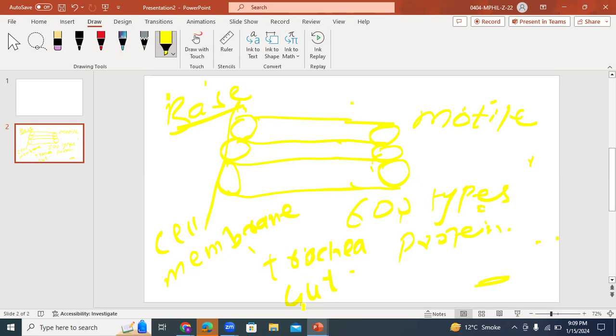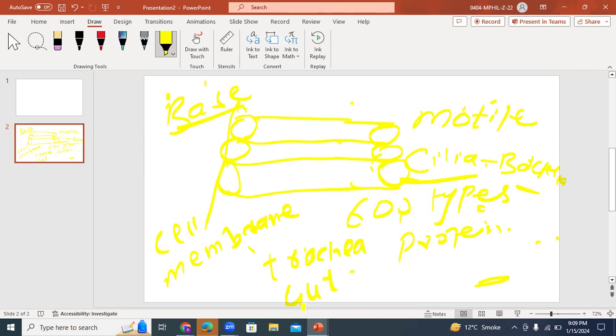Most of the time, these flagella are present in bacteria. Cilia are absent in bacteria, remember. They may ask you in your MCQ, so you must keep in mind, cilia are absent in bacteria. And the structure present in bacteria is flagella. And cilia are also not present in other prokaryotes.